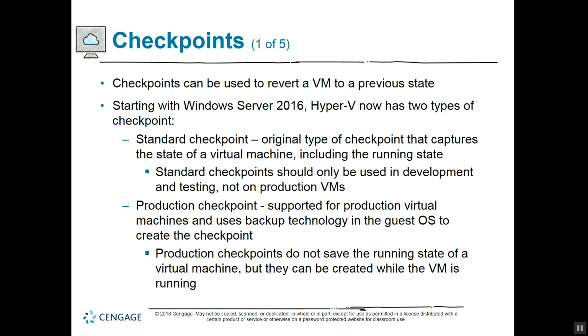So when it comes to checkpoints, it's like a Wayback Machine, and it's a huge benefit to virtual machines in Hyper-V. We've got two types of checkpoints, a standard checkpoint and a production checkpoint. A production checkpoint is supported for production virtual machines and uses backup technology in the guest OS to create the checkpoint. Production checkpoints don't save the running state of a virtual machine, but they can be created while the VM is running.